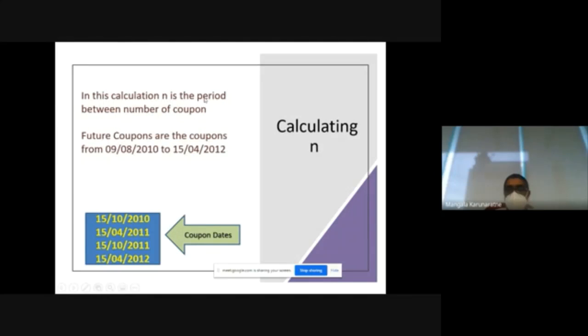And N is the number of coupon periods, right? Future coupons are the coupons from 9/8/2010 to 15/4/2012. Now we are trying to calculate N, because we already have FV, the future value, and we already have R. The only thing we don't have is N. So we will calculate N to complete the components of this calculation, and then go into the calculation, right?